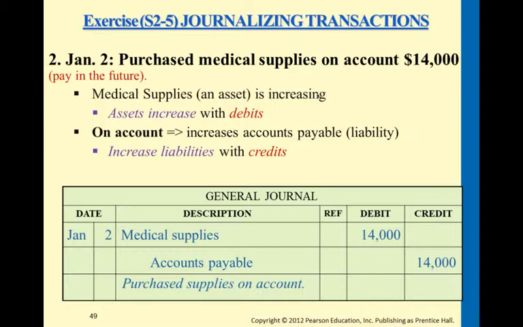Right, so we have the medical supplies account affected, and accounts payable affected. One is an asset account, one is a liability account. Asset account increases on the debit side, liability increases on the credit side. Description here, purchase supplies on account. Just explaining this business activity.